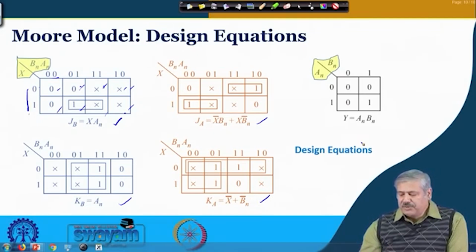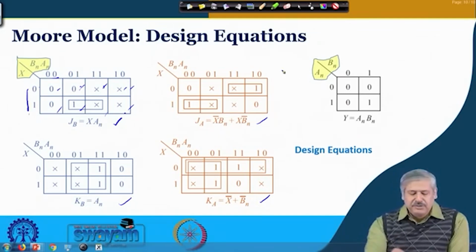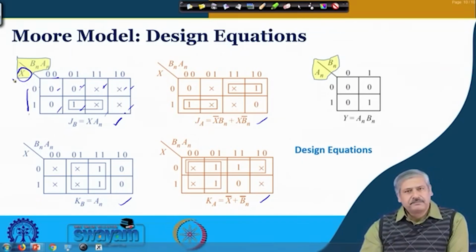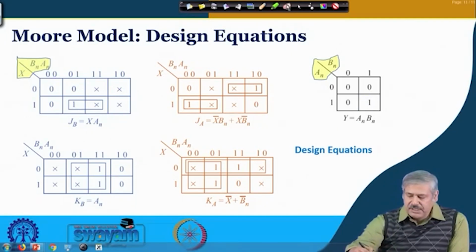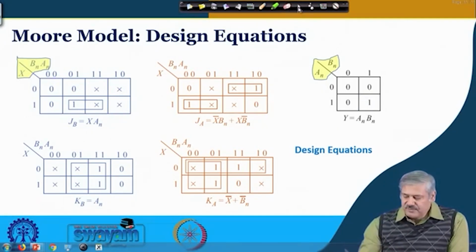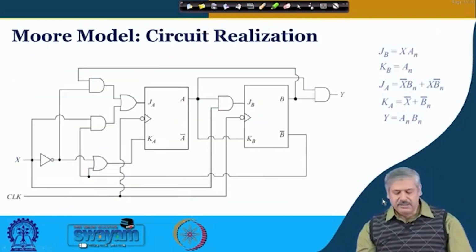And in this case what do you get? In this case you do not need the consideration for x, because it is solely derived from the state value. So, state values are like this, A n and B n. If you put together, when both of them are 1, it is 1. So, y is equal to A n B n. Is it fine? So, with these design equations in hand, we move to implement the circuit, right.